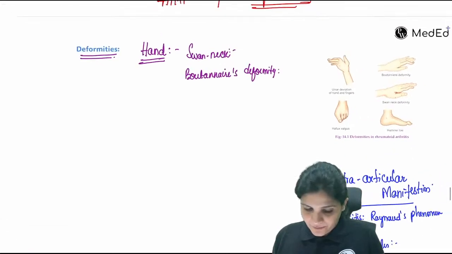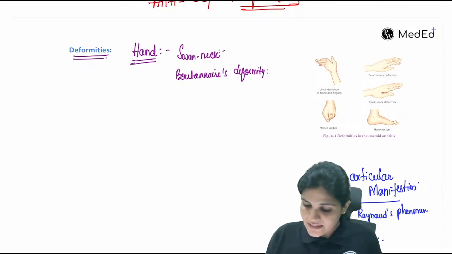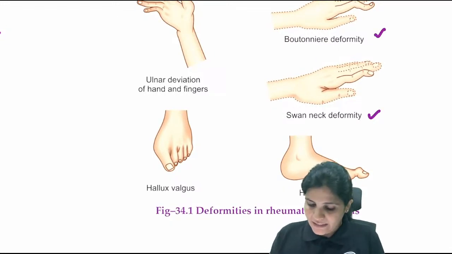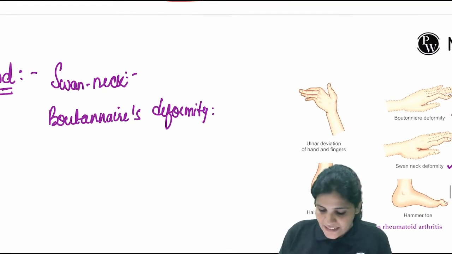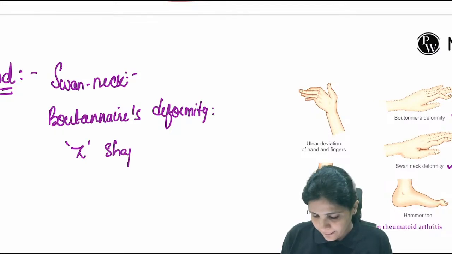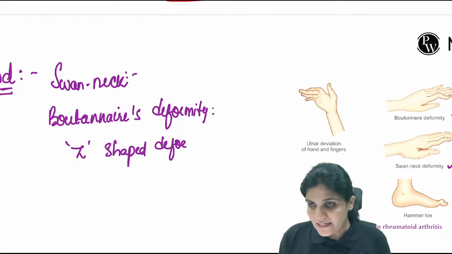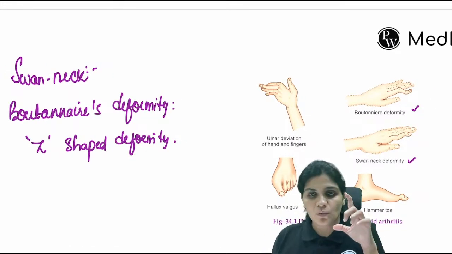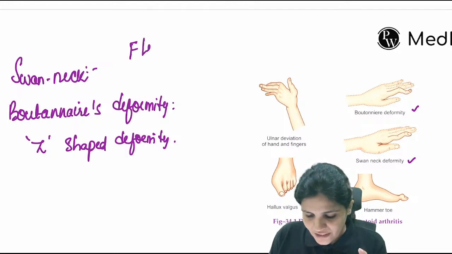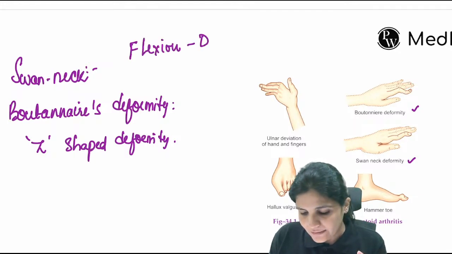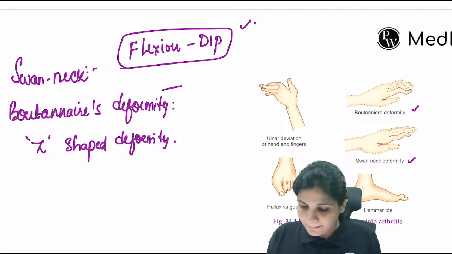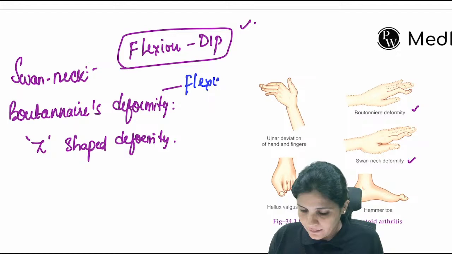And next, coming to the deformity. So we have certain deformities. One important deformity is the swan neck deformity and boutonniere deformity in case of the hand. And in hand, again, you have Z-shaped deformity, right? So in swan neck, what you have to remember is FT. So flexion of DIP in case of swan, and flexion of PIP in case of boutonniere, right?